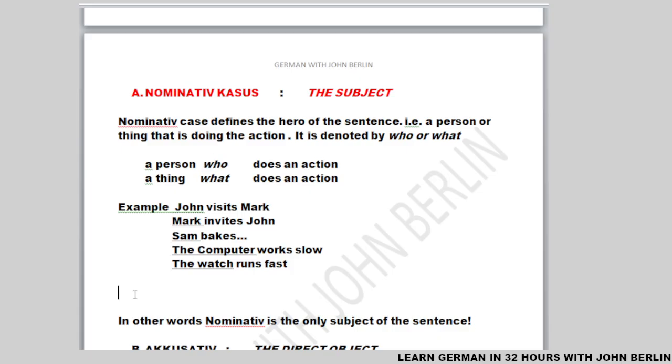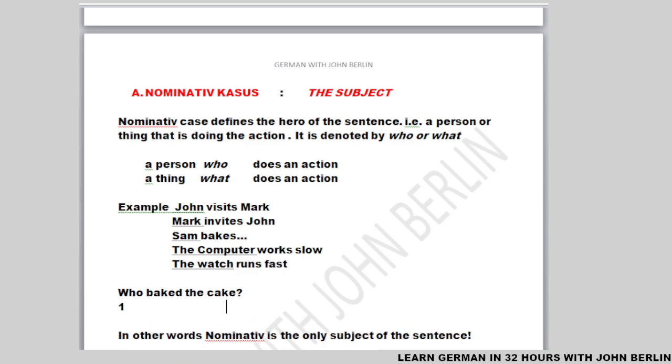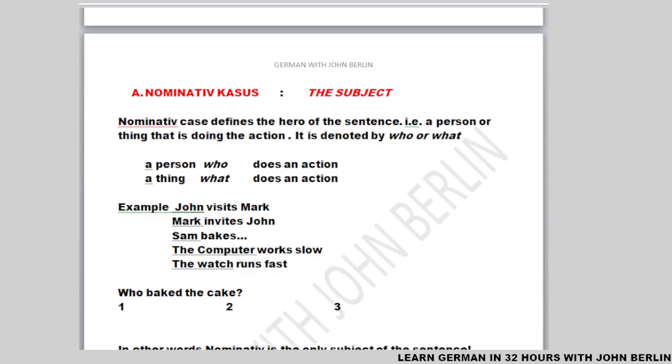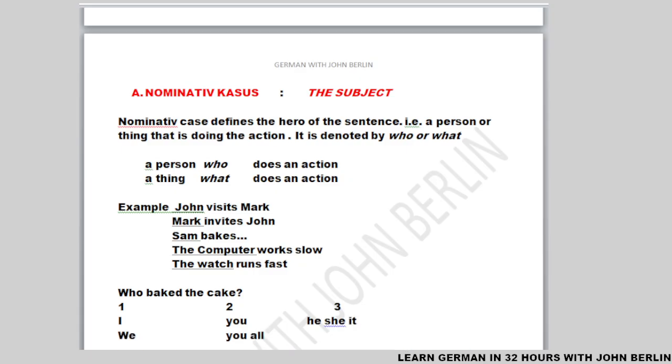For example, who bakes or who baked the cake? Now we could answer it in first person, second person, and third person. For example, I baked the cake, or maybe you baked the cake, or maybe he, she, or it baked the cake, or maybe we baked the cake, or maybe you all baked the cake, or maybe they baked the cake.